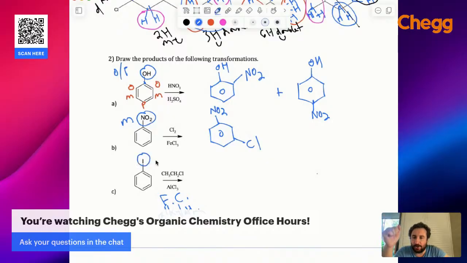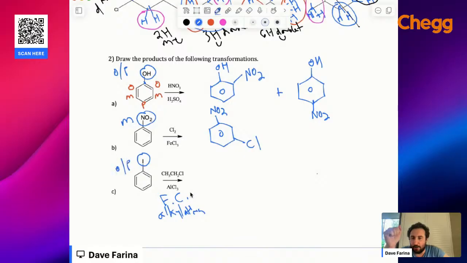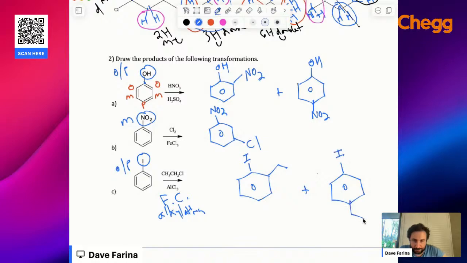And the iodo group is a halogen. Halogens are ortho-para directors. So let's go ahead and add the ethyl group to the ortho and also to the para position. And once again, probably the ortho substitution will dominate in the product mixture, or will be the main product, because of the two ortho positions as opposed to one para position. But you will get a significant amount of both.